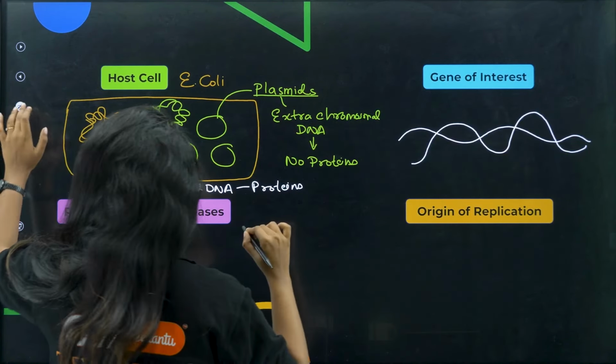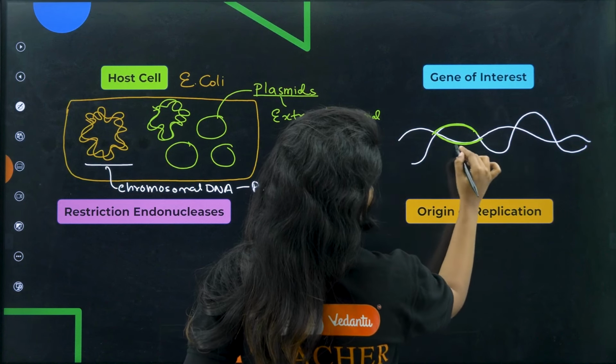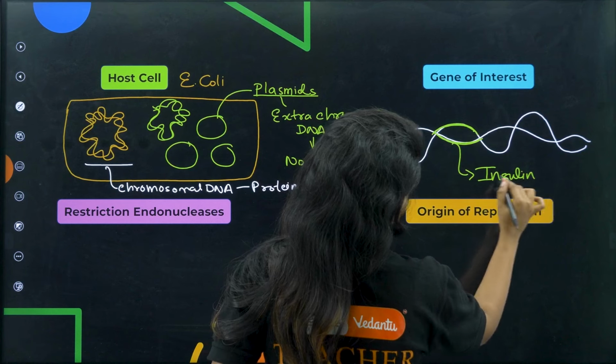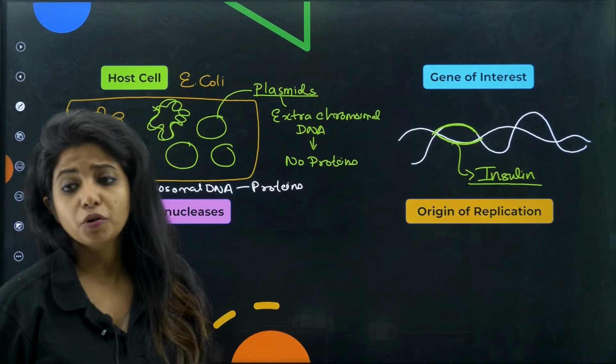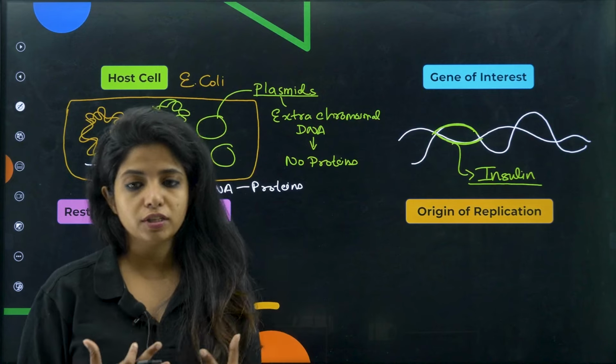Okay? And in my DNA, I have a gene which is coding for insulin. But due to some issues, my body is not producing enough insulin, which is why I want an artificial form of insulin being produced.